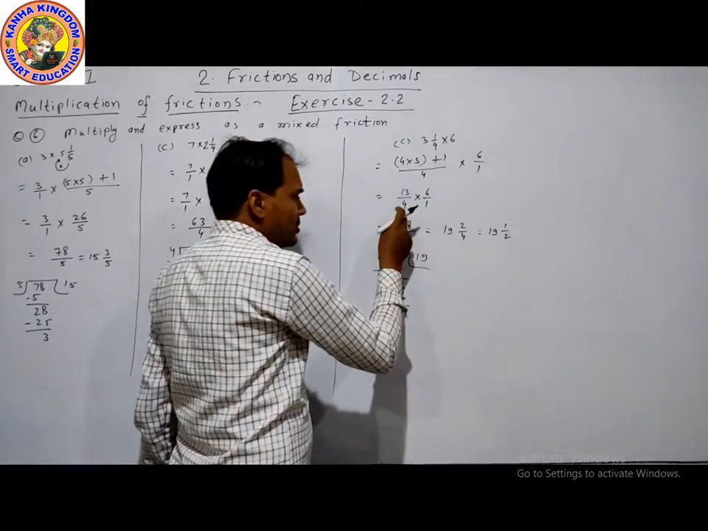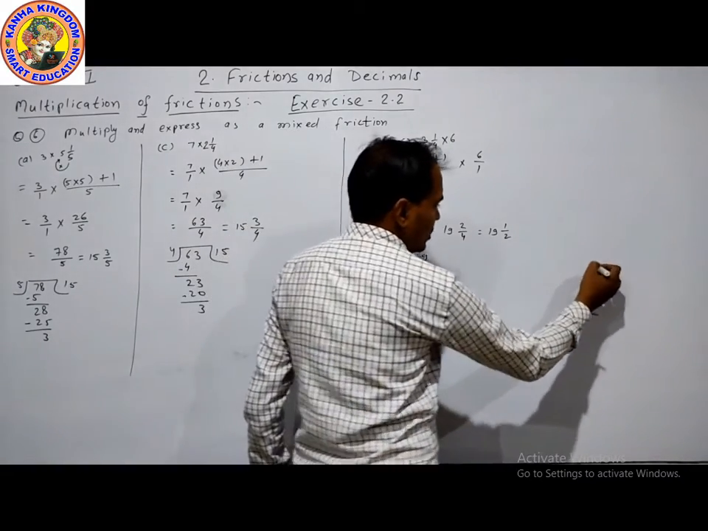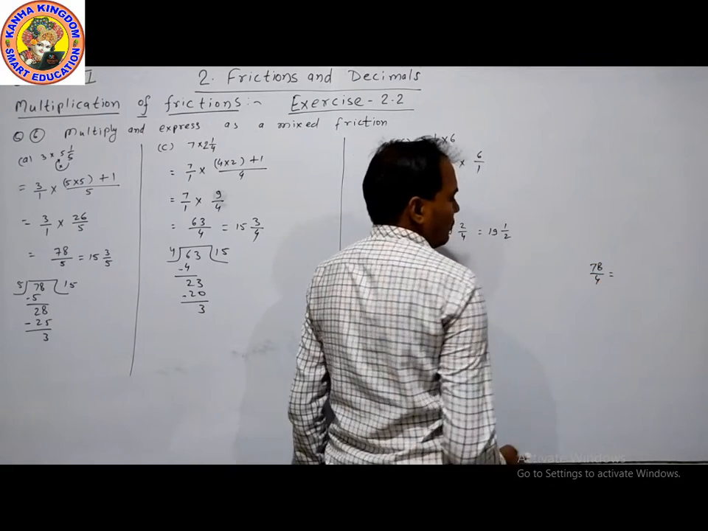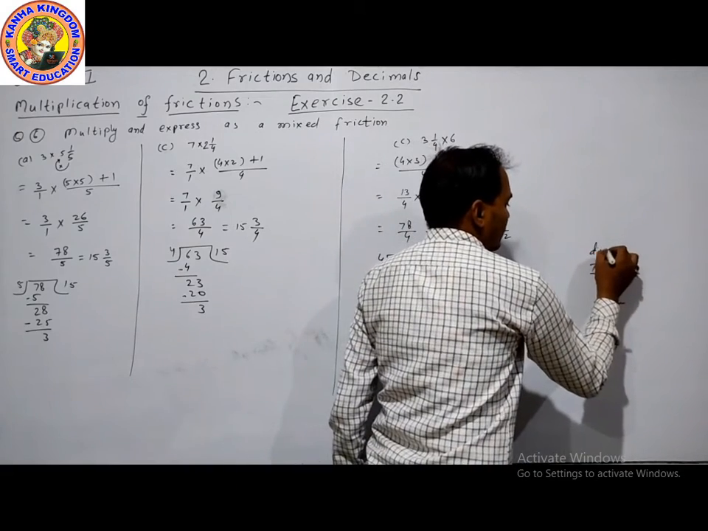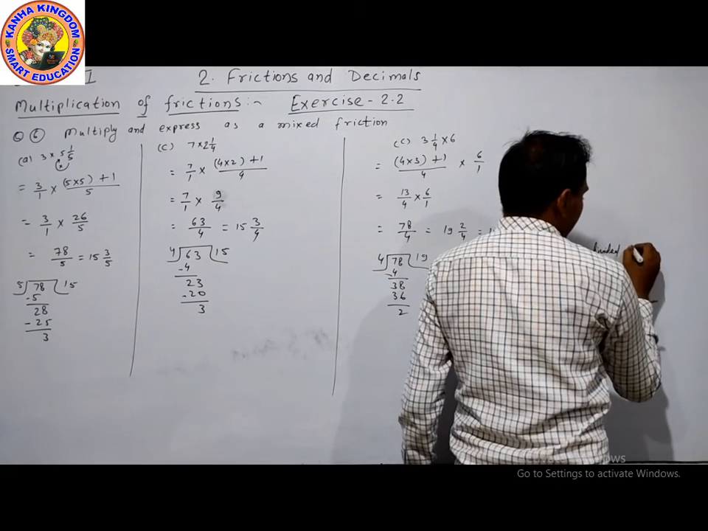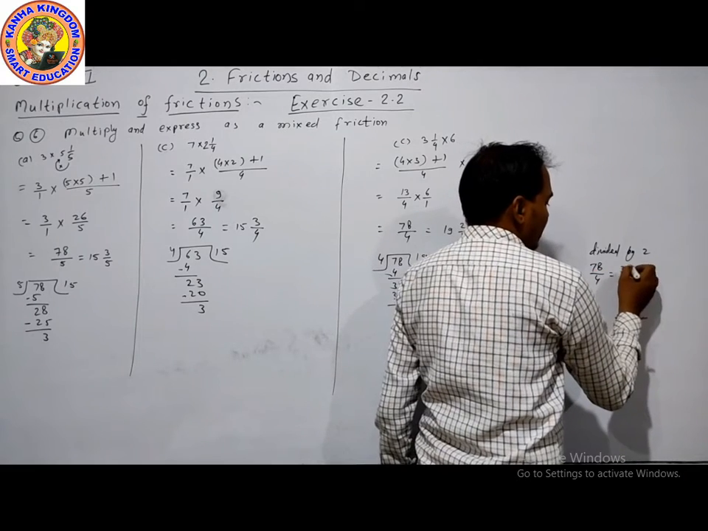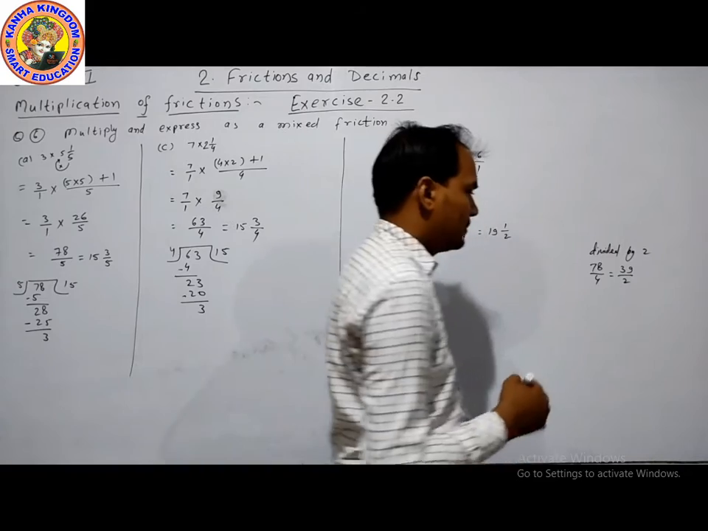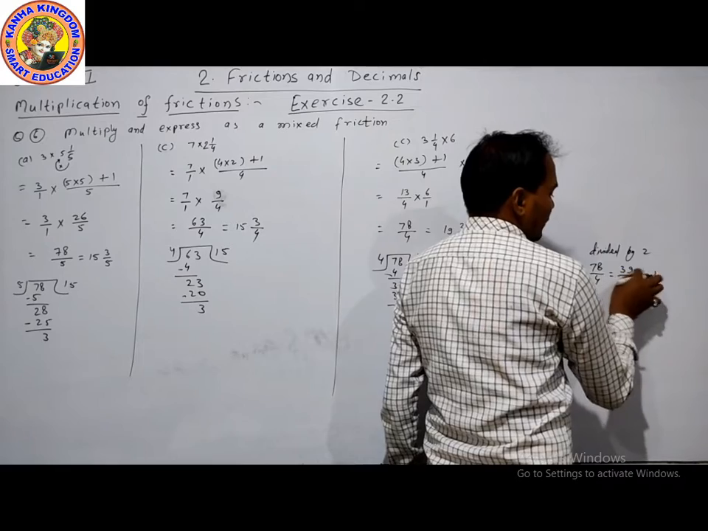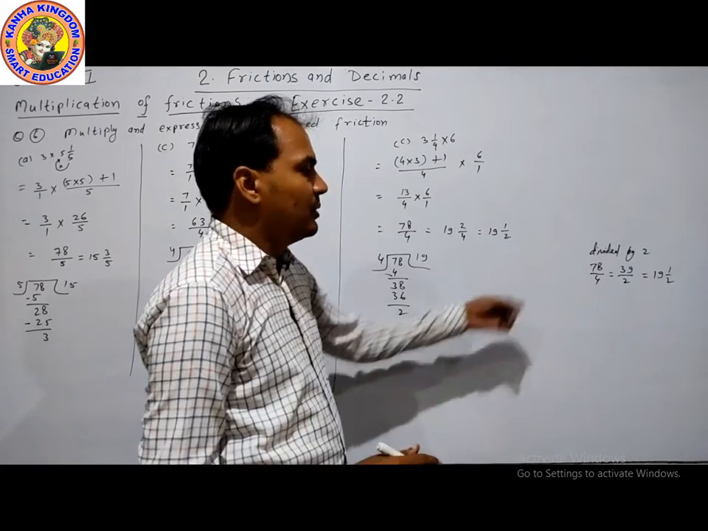You can also cancel here by 2. The fraction is 78 upon 4, and we divide by 2. When we divide by 2, 78 becomes 39 and 4 becomes 2. 2 times 19 is 38, and the remainder is 1. So 19, 1 by 2 we can express like this.